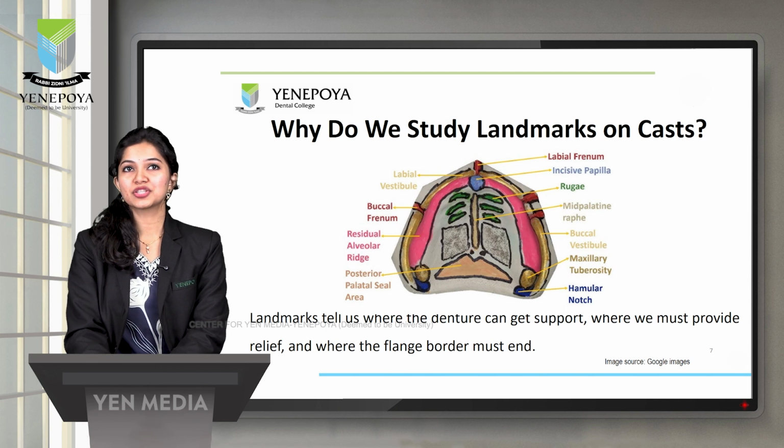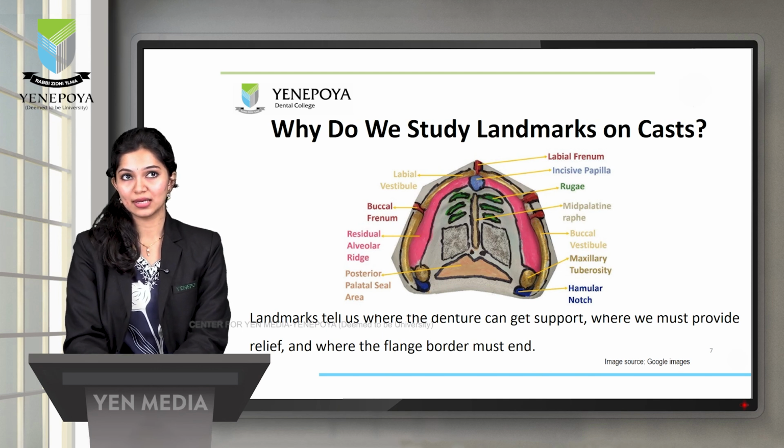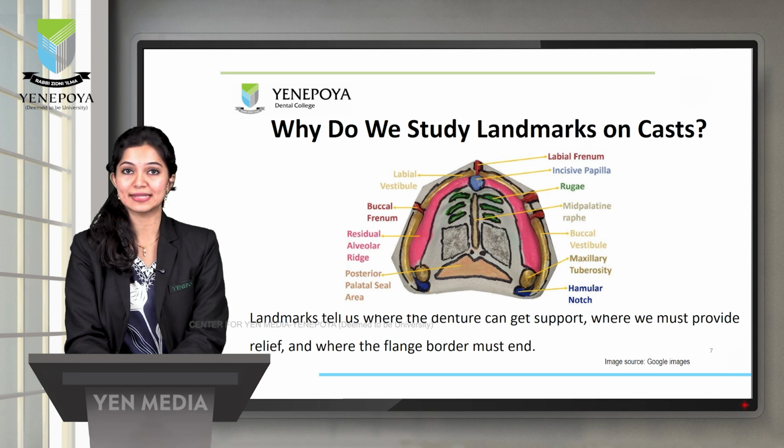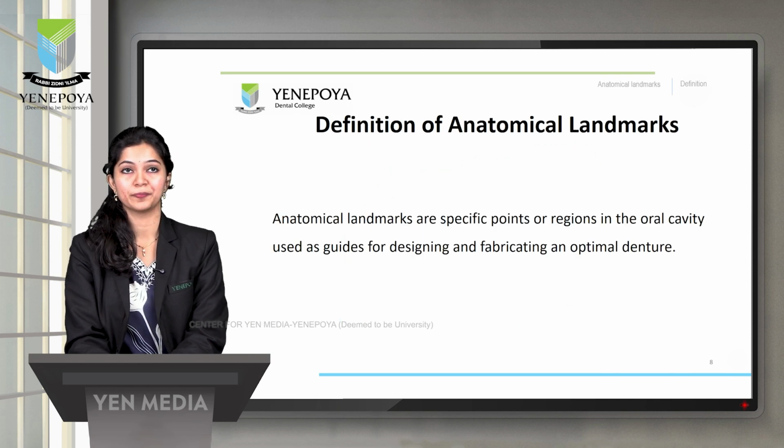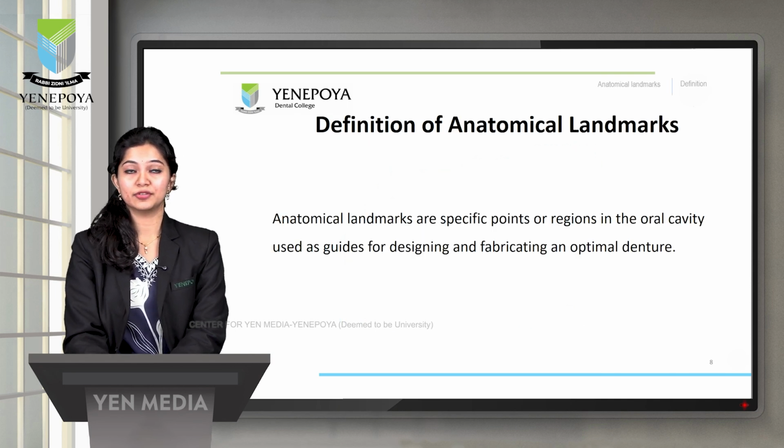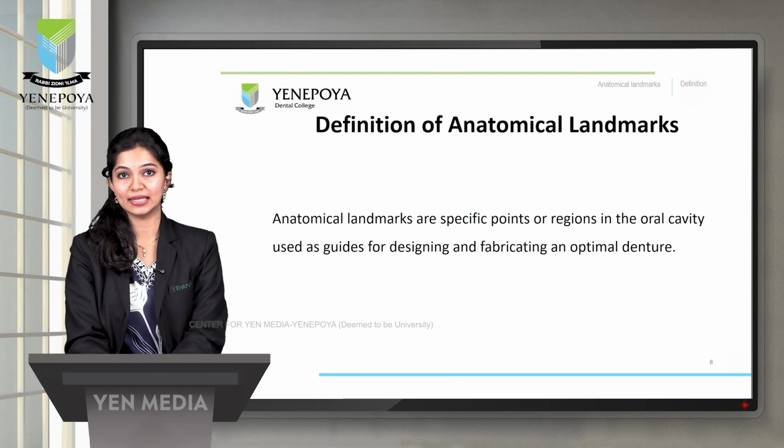So why do we actually study landmarks on a cast? Landmarks actually tell us where the denture can get support, where we must provide relief, and where the denture or the flange border must end, that is the limiting structures. To know the definition, they are the specific points or regions in the oral cavity which are used as guides for designing and fabricating an optimal denture.